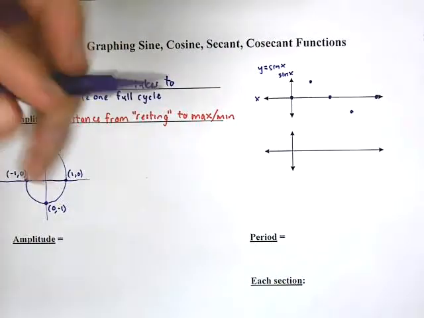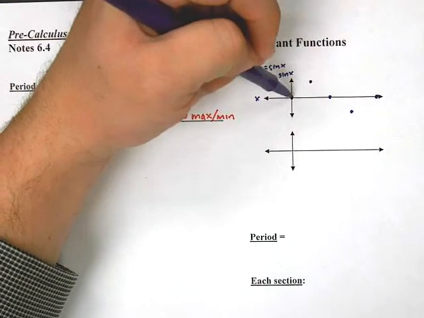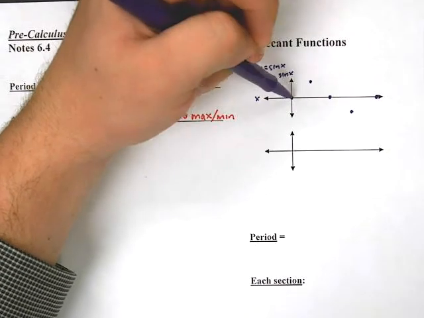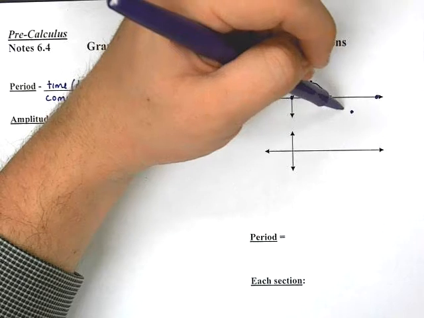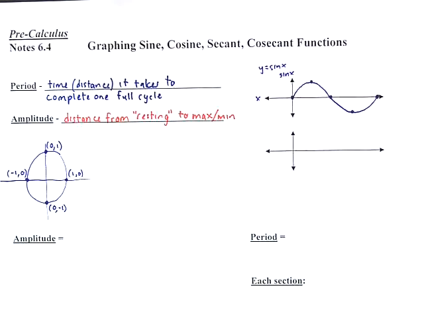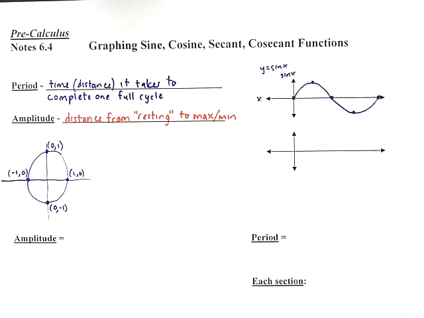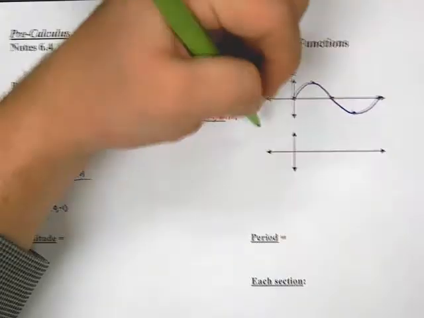And so a sine curve usually starts at what we call the resting point, or the middle of the graph, and it curves something like that. Okay? Now, cosine's a little different.